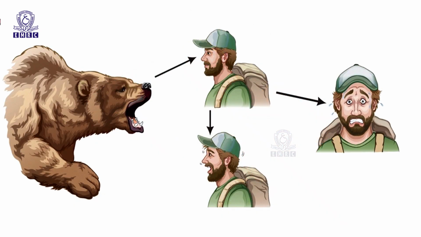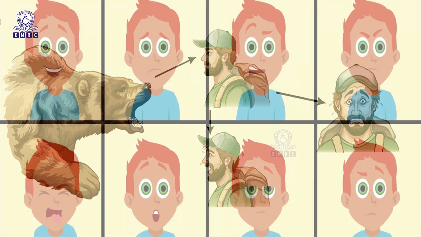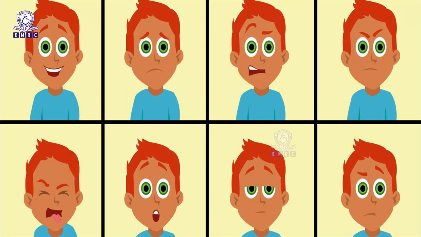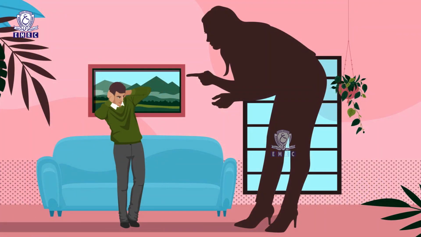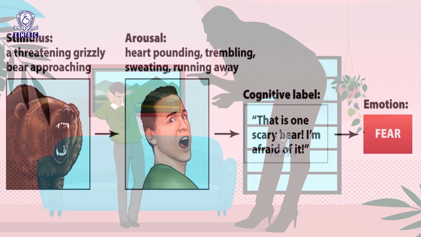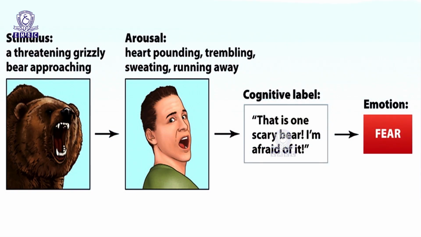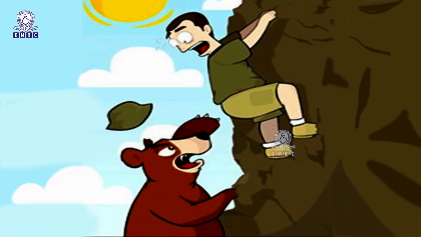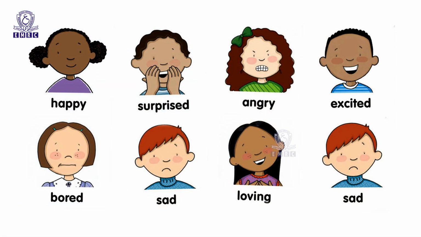According to Schachter-Singer theory of emotion, which is also known as two-factor theory, emotions are the result of the interaction between two factors. And what are these factors? One is physiological arousal and the other is cognition. According to Schachter-Singer theory, physiological arousal is cognitively interpreted based on environmental context. This process culminates in emotional experience.